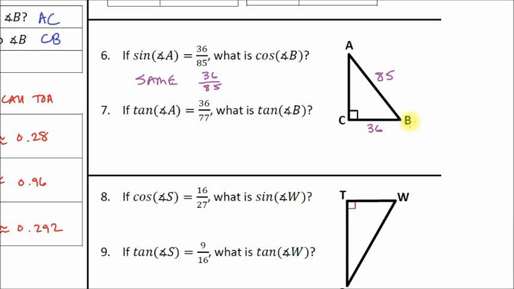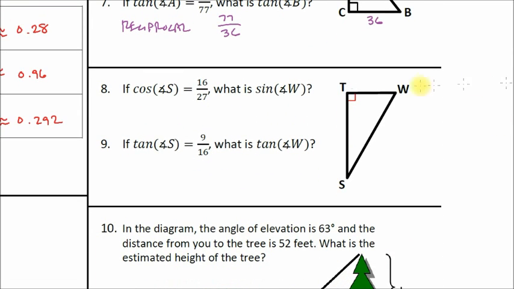It's the same number. And then if tangent of angle A is 36 over 77, you can see this, opposite over adjacent. What's tangent of angle B? Well, it's the same numbers, only it's the reciprocal. So be aware how fast these are to answer. It's the reciprocal, which means it's going to be 77 over 36. All right, same questions here, just to test your knowledge. Cosine of angles S and sine of angle W on this triangle are going to be the same value.